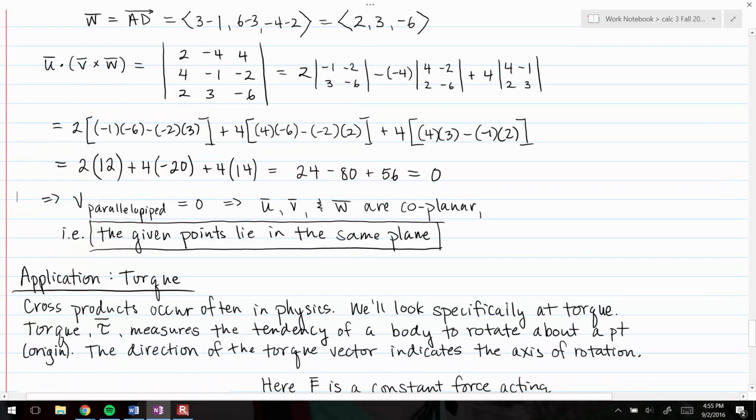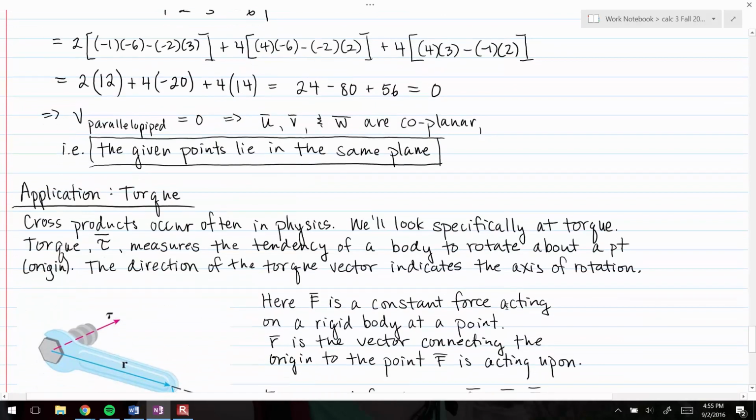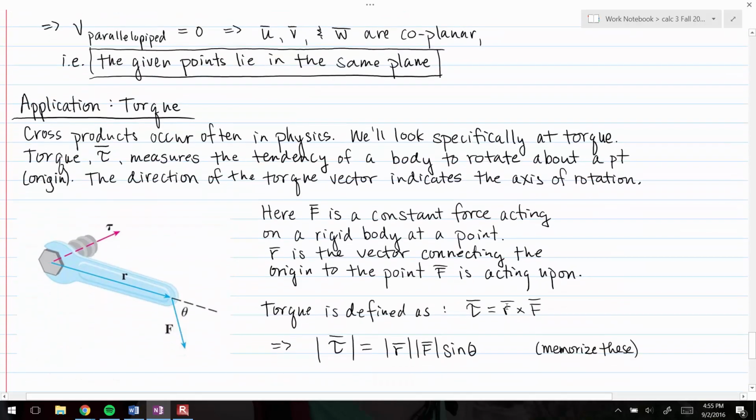Our last thing we need to talk about is torque. So this is an application of the cross product. Cross products occur often in physics. We got a special tau for that, denoting torque. And it's a vector. It measures the tendency of a body to rotate about a point, which we often call the origin. The direction of the torque vector indicates the axis of rotation.